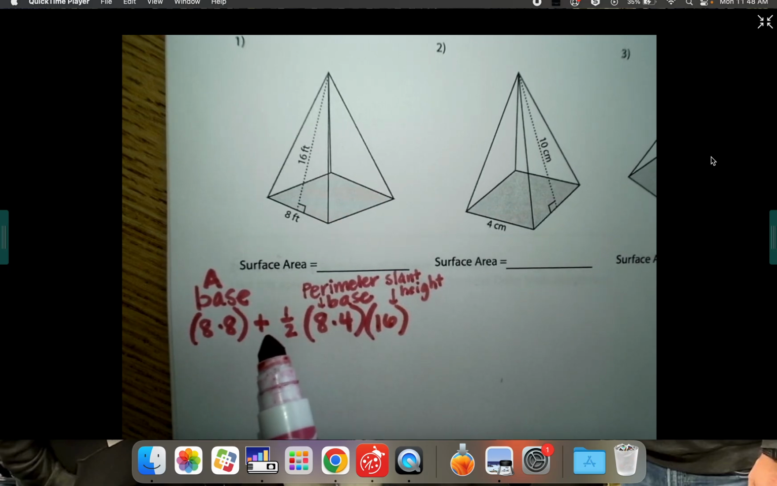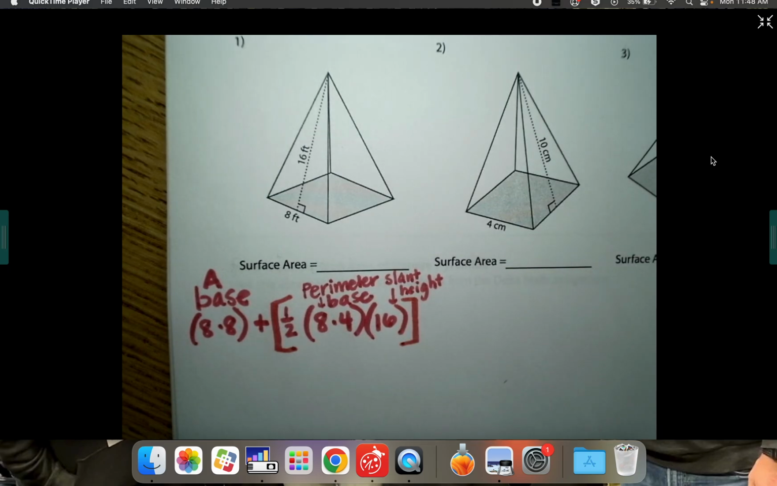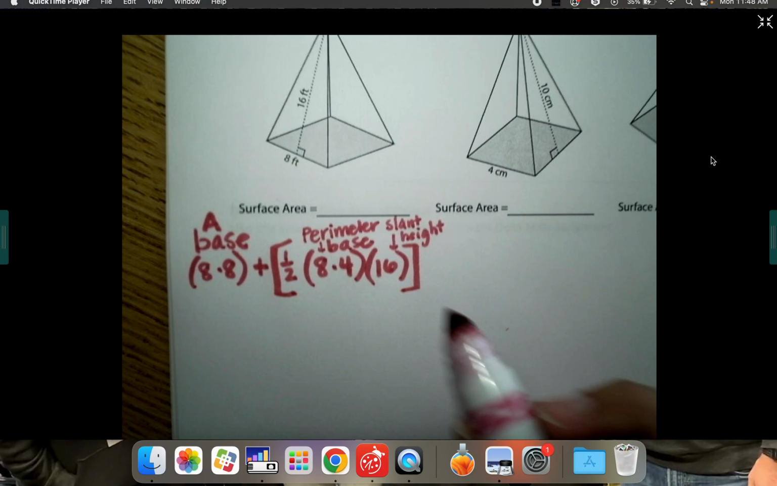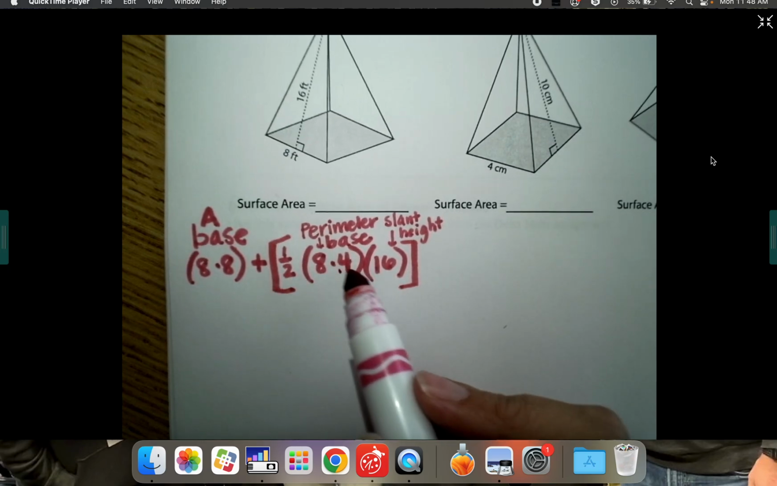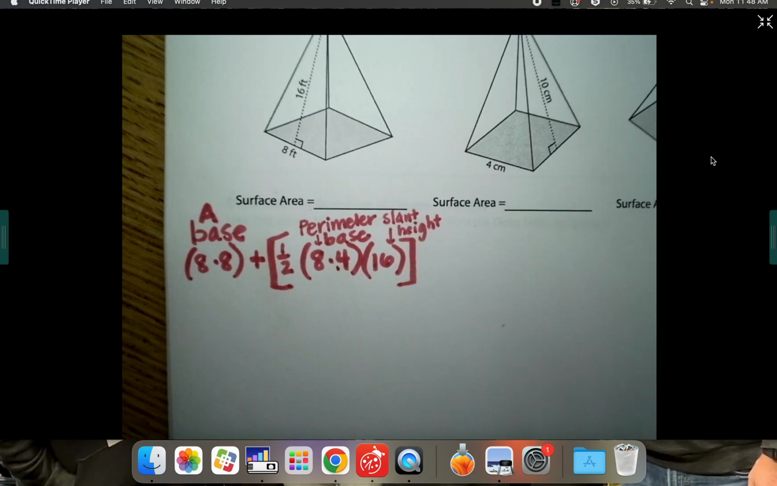8 times 8 plus half times 8 times 4 times 16. So I want to do all of this first because order of operations says we multiply before we go back and add. So I'm going to do half times 8 times 4 times 16. Sorry, that did not mean to be there, so it's not a decimal.